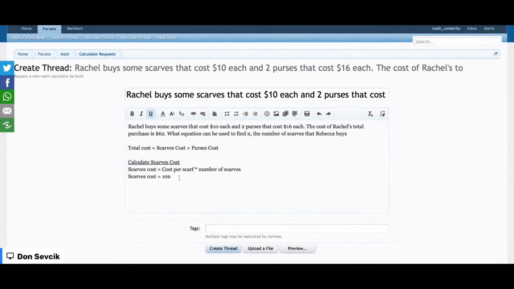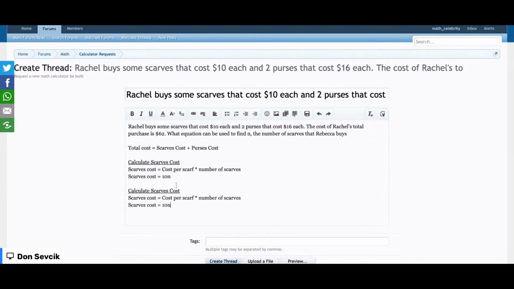All right. So next is purses. I'm just going to copy what we did above. Purse. Number of purses. She's got 2, $16 each. Purses cost equals 32. Okay. So now we have everything.